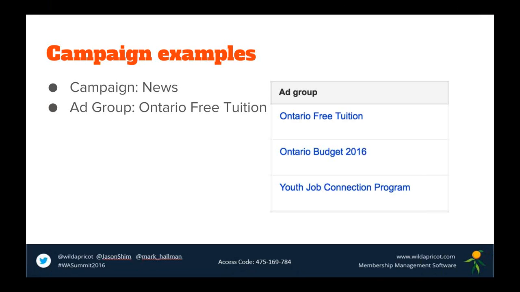So keep this in mind: if you are an organization and there are topics in the news that may be related to you, you can set up campaigns around that as well, and you can be very nimble around that. Then we set up an ad group around Ontario free tuition, which people would be Googling for, and we set up a few ad groups: Ontario free tuition, the Ontario budget 2016, and Youth Job Connection program, which is one of the programs that was offered or being developed.